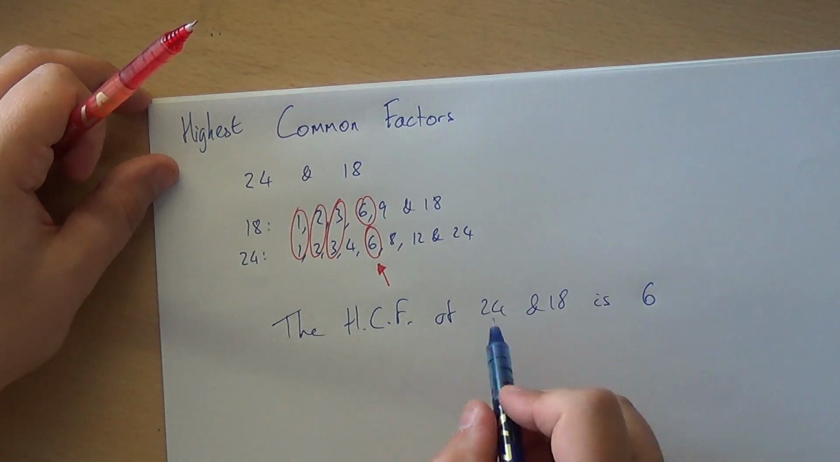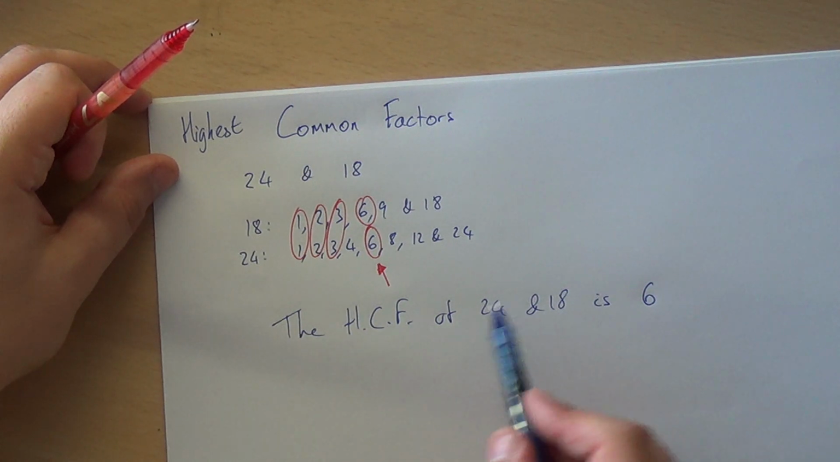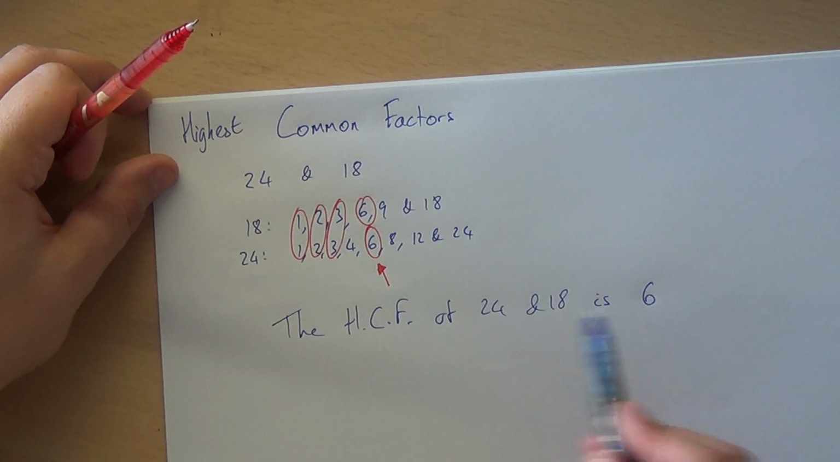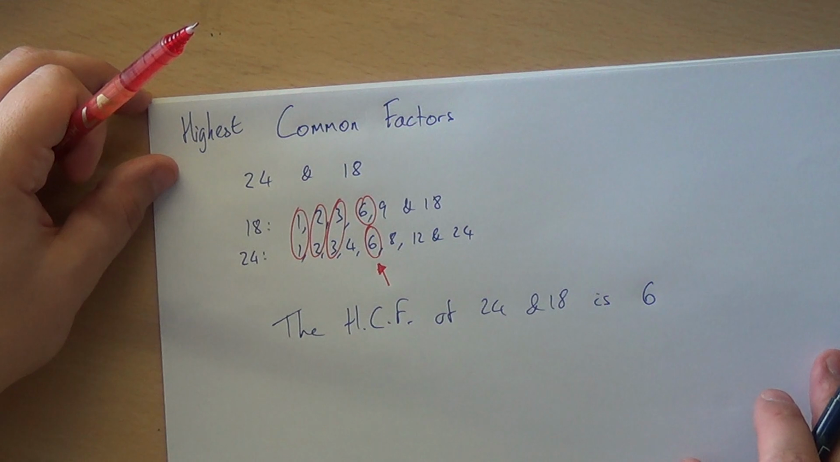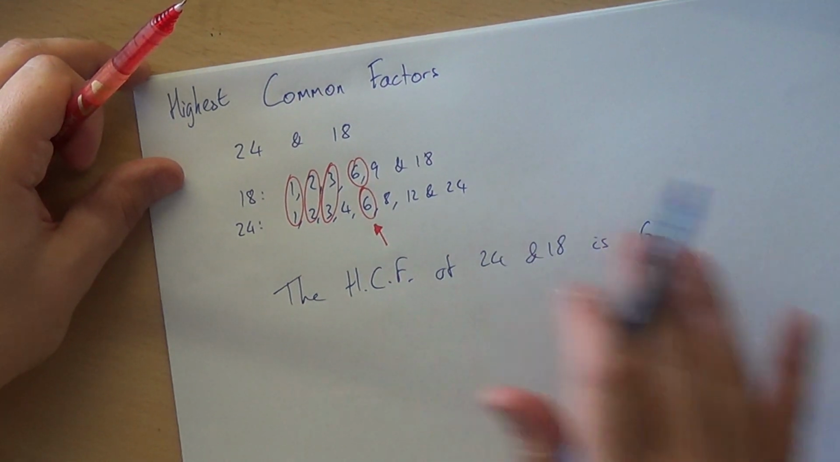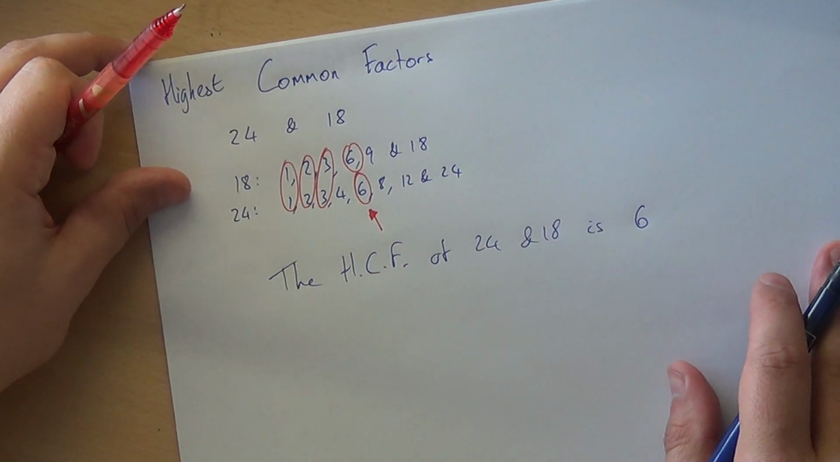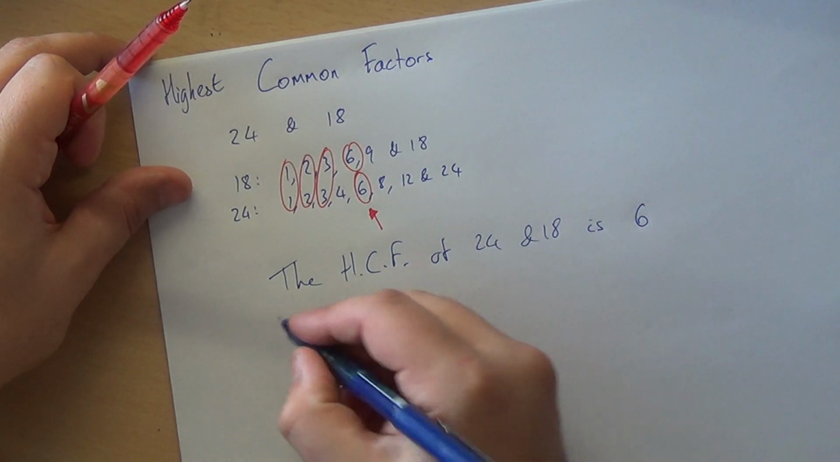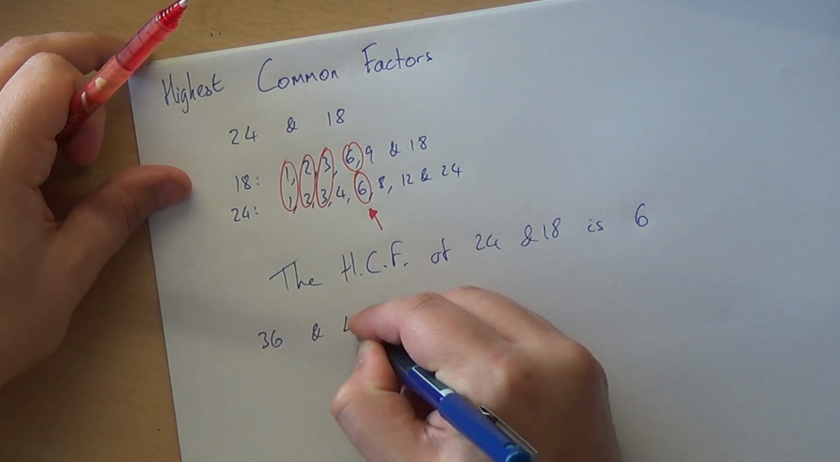And that's something we need to know for certain properties when we start to work with fractions later or do other things. Knowing what the highest number we can share them both into is quite useful. It can be straightforward like this pair, but sometimes it can be a bit tricky. So let's do the straightforward one first of all. Let's do 36 and 45.